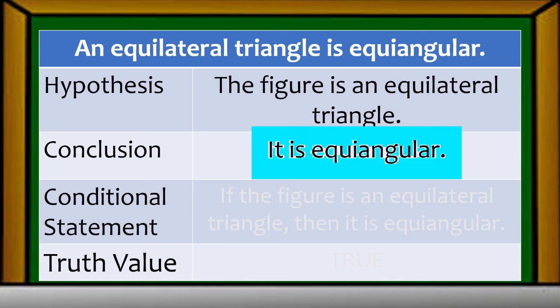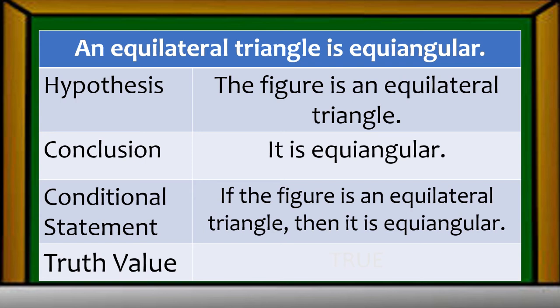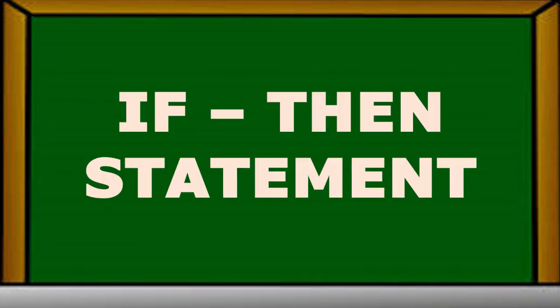it is equiangular. Out of the hypothesis and the conclusion we can now form the conditional statement. The conditional statement is, if the figure is an equilateral triangle, then it is equiangular. How about its truth value? Correct. The answer is true. I hope you got all the correct answers, and before we end our discussion this afternoon, we will first have a summary of what we have discussed.